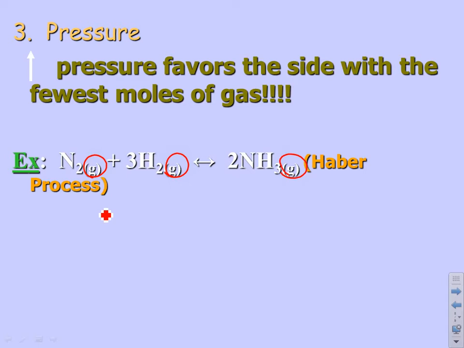So what we need to do is count how many moles of gas we have. We have 1 nitrogen here, and I have 3 moles of hydrogen here. So all together, on the left-hand side, I have 4 moles of gas. On the right-hand side, I have 2 moles of gas. Which side has less? The right. So when you increase the pressure, you shift to the side that has fewer moles of gas. The right side has fewer moles of gas, so I'm going to shift to the right.